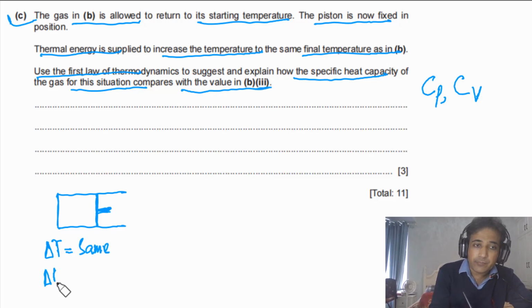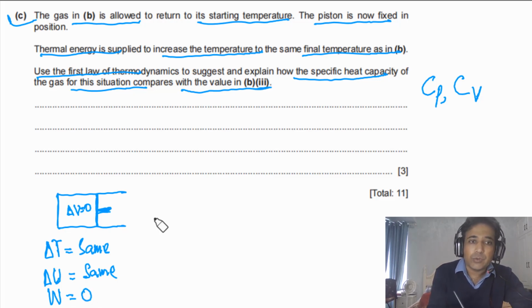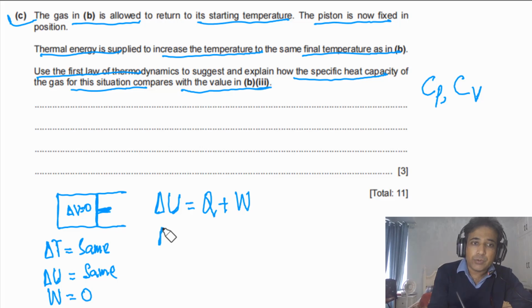If delta T is the same for an ideal gas, delta U is also the same. As in this case there is no change in volume, delta V is equal to 0. So it means that work done is equal to 0. So we can use first law of thermodynamics now. Simply we can say delta U has to be equal to Q plus W. So in this case delta U has to be equal to Q because work done is equal to 0.